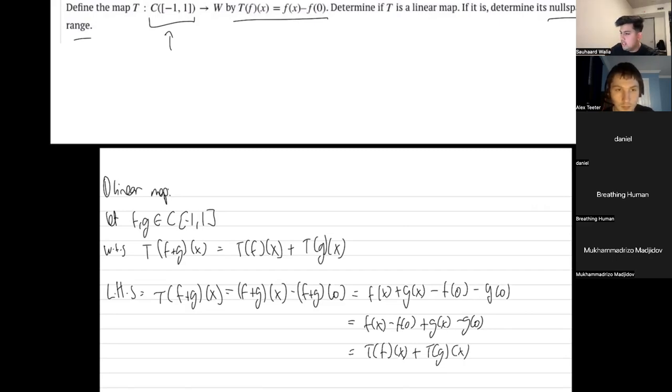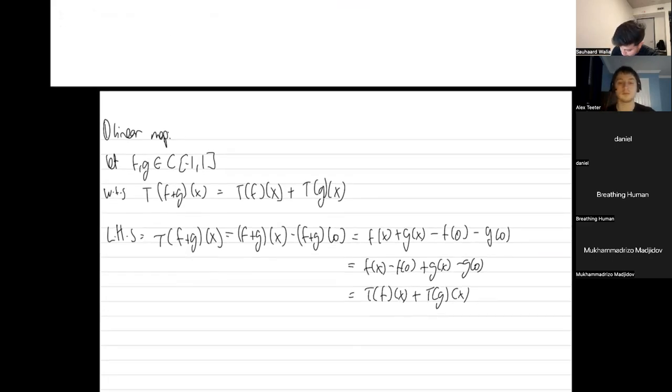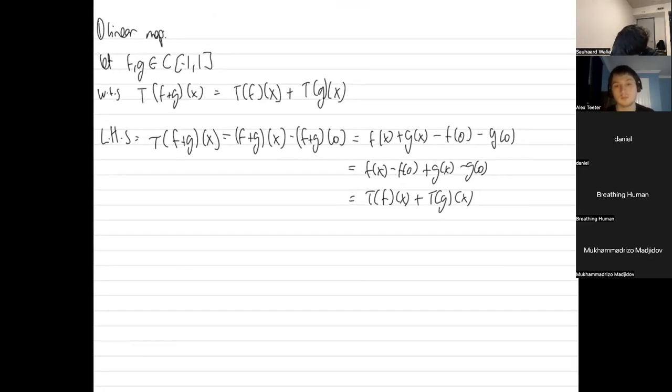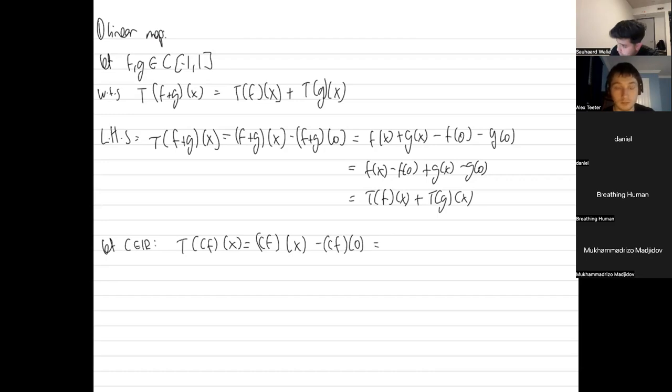And you do the same thing for multiplication, and that part should be pretty straightforward, so I'll just speed through that quickly. Let C be a part of the reals, then T of (CF)(X) is equal to CF of X minus CF of 0, which is equal to C multiplied by the whole thing, F of X minus F of 0, which is equal to C times T of F of X. And that's what we needed there.